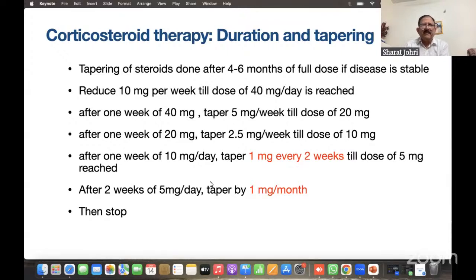First, we reduce 10 milligram per day till about 40 milligram per day is reached. Then after 1 week at 40 milligram, we taper by 5 milligram per week till about 20 milligram. After that, 2.5 milligram per week, then 1 milligram every 2 weeks, and then 1 milligram per month. So we have to go very slowly, and in case of relapse, we may have to increase the dosage again. Once the patient maintains a stable disease profile, we can stop after reduction in a slow manner.